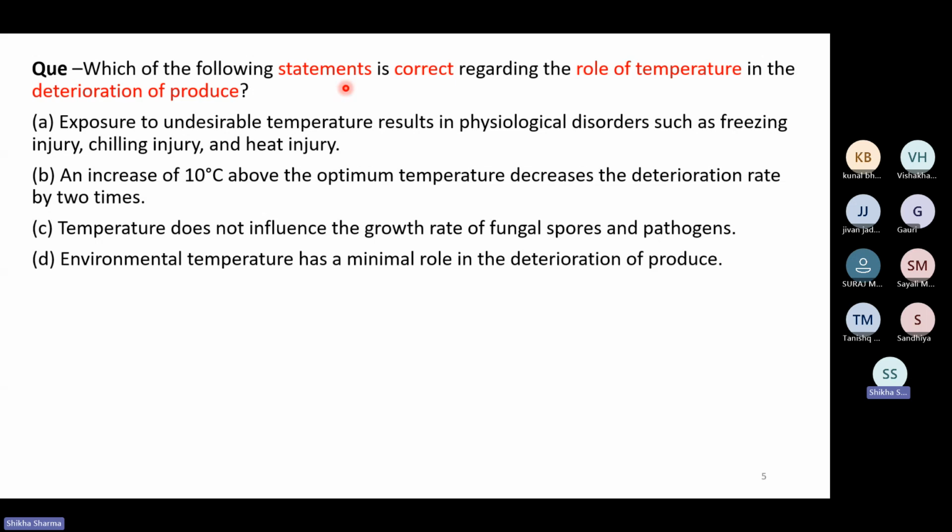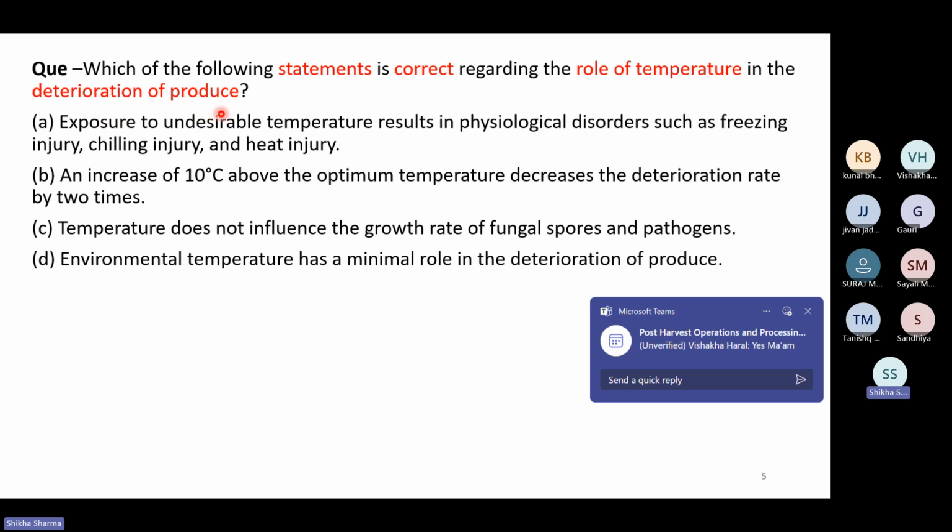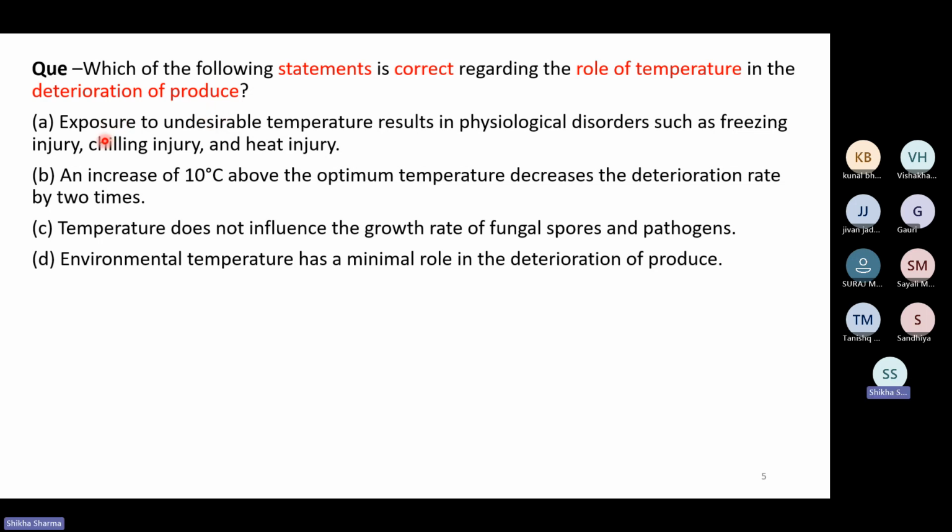Which of the following statements is correct regarding the role of temperature in the deterioration of produce? So we have 4 statements, and we need to tell which statement is correct regarding the role of temperature in the deterioration or spoilage of the produce.